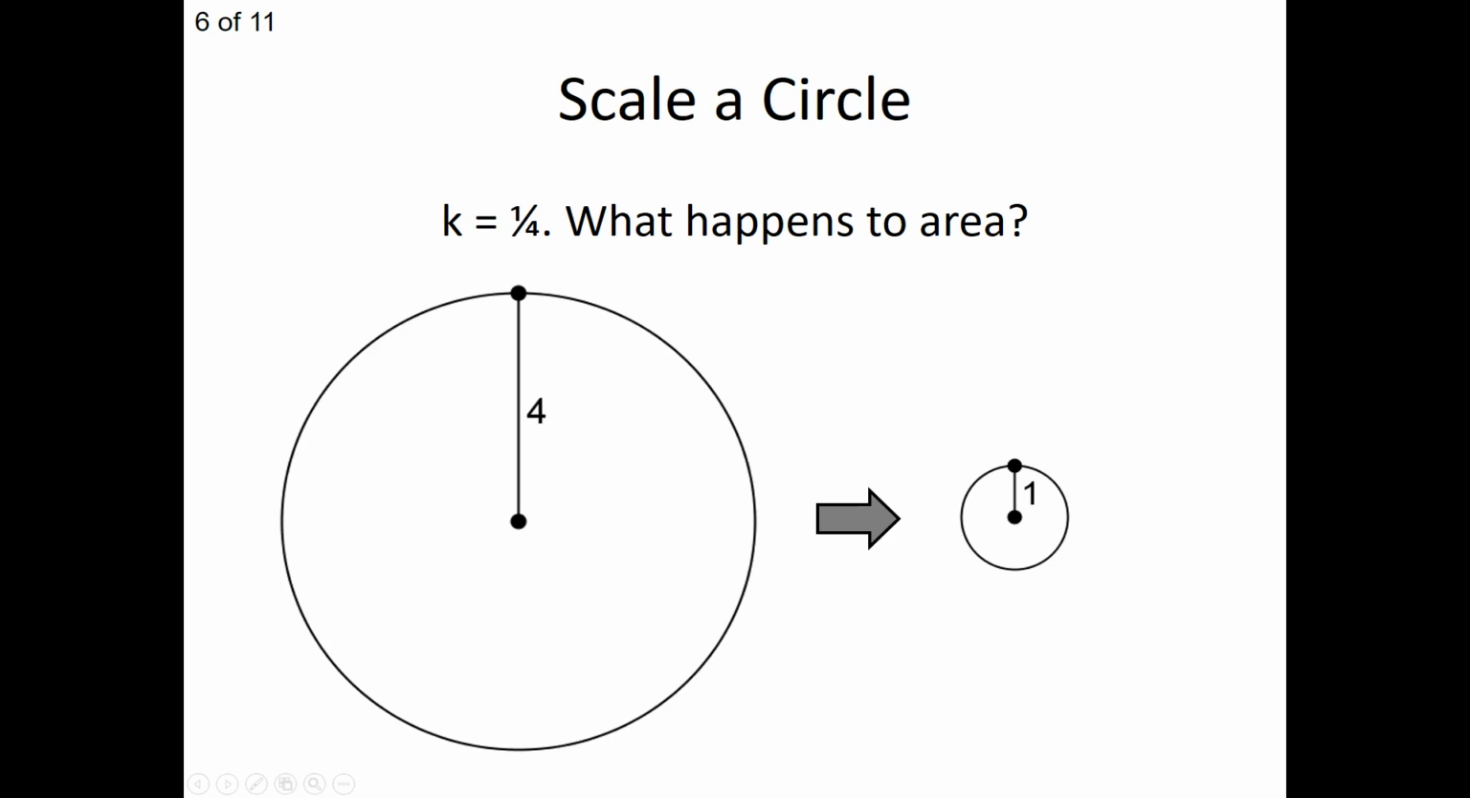Let's do that with a circle. We're going to scale it with a scale factor of 1/4. The area of our first circle is 16 pi, since it's radius squared times pi. The area of our second circle is simply 1 squared times pi, or just pi. So our scale factor is 1/4, but what did we multiply by? We multiplied by 1/16. Are we beginning to observe a pattern? Let's do one more, and then we'll see the generalization of this.